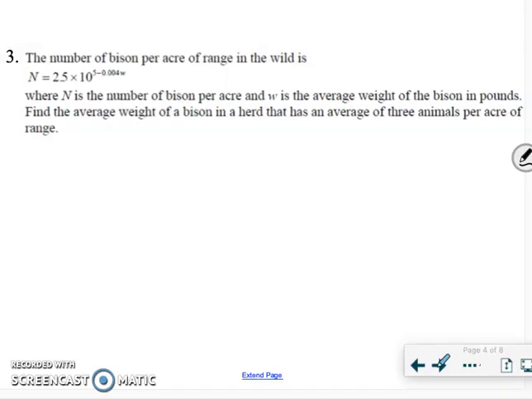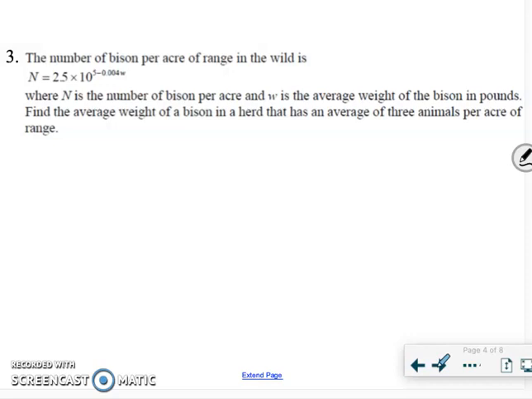All right, next up, again, we've seen multiple problems like this. This one's got a little bit of a twist to it. It says that the number of bison per acre of range in the wild is N equals 2.5 times 10 raised to the 5 minus 0.004 W, where N is the number of bison per acre and W is the average weight of the bison in pounds. We want to find the average weight of a bison in a herd that has an average of 3 animals per acre of range.